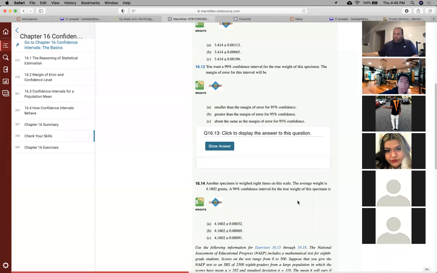So the generic formula is x bar plus or minus z star sigma over the square root of n. What is my x bar for this example? 4.1602. They straight up gave me that one. Plus or minus. What's my z star for this example? 2.576. What's my sigma for this example? It's the same one, so it would be 0.001. What's my n for this example? 8.